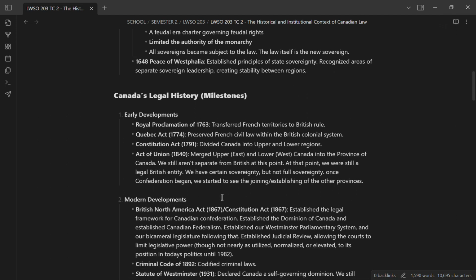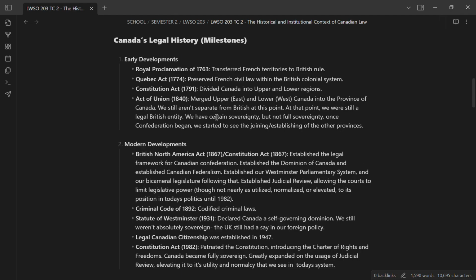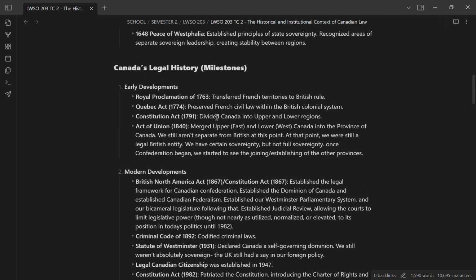Canada's legal history, or early milestones within it, as well as modern developments. Let's look at the early ones first. The Royal Proclamation of 1763 transferred French territories to British rule. The Quebec Act of 1774 preserved French civil law within British colonial systems. The Constitution Act of 1791. Remember, we have many Constitution Acts, and we'll get into that, but this is the 1791 one.